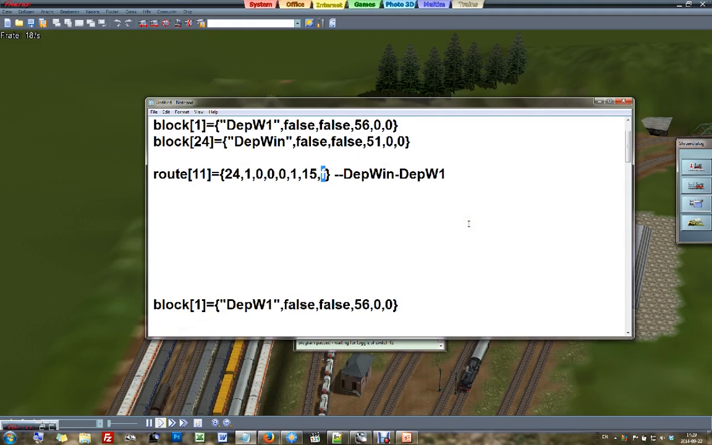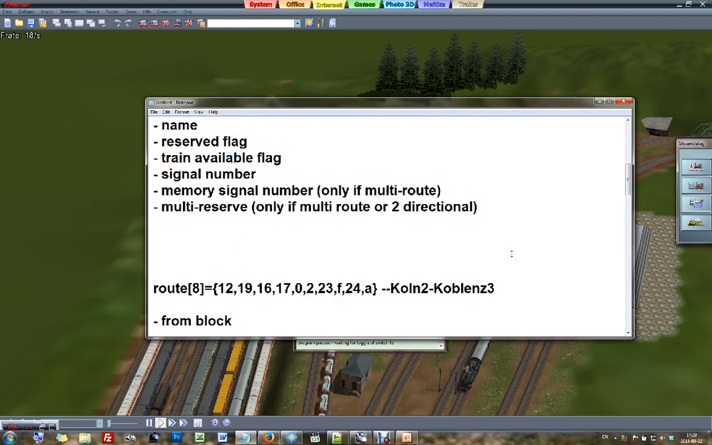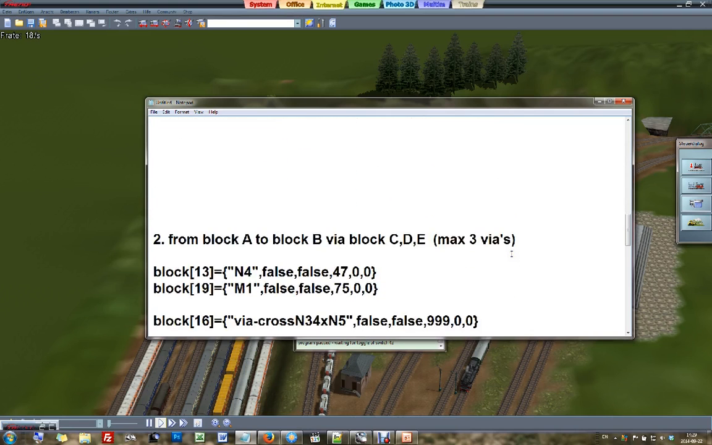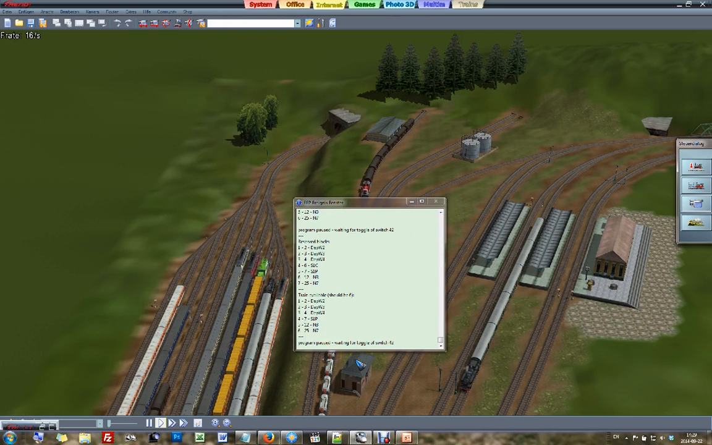Then let us have a look at a situation where we do have a via route. Oh, this was the block definition. Well, we can skip that. We have a via route. We have this situation. I want to go from block A to block B via 1, 2 or 3 other blocks. There's a maximum of 3. Well, let us have an example over here on our layout.